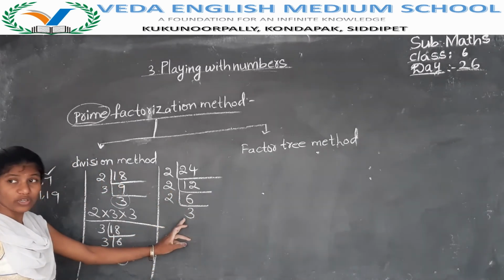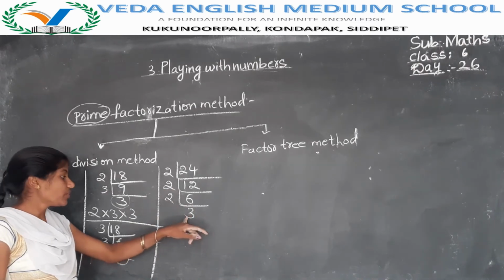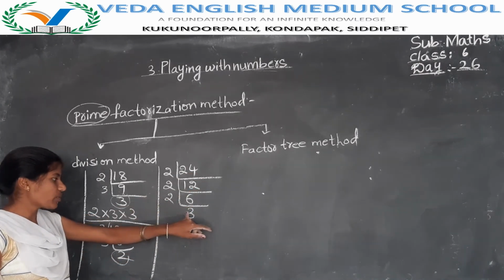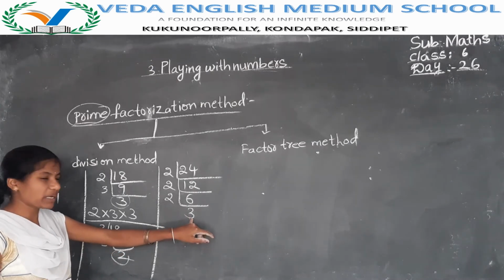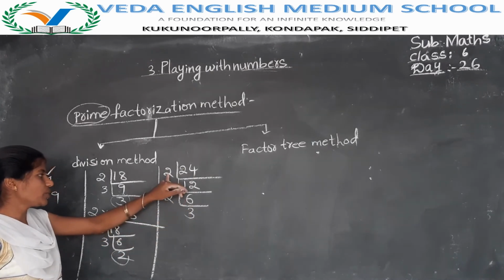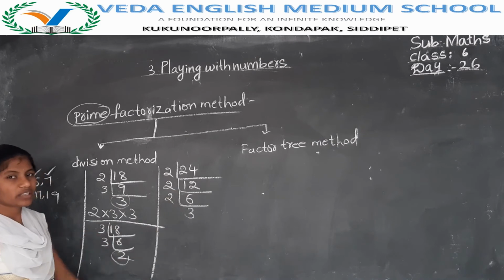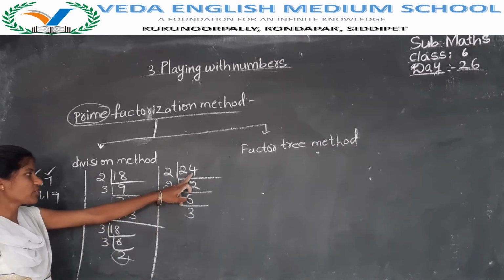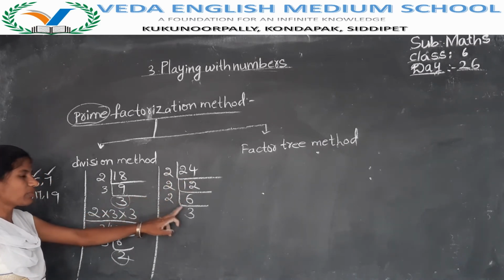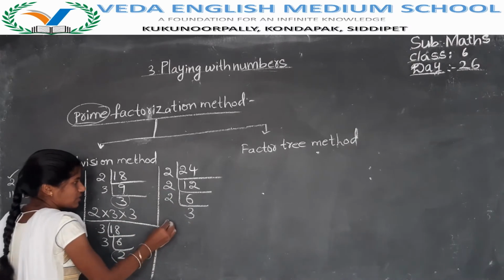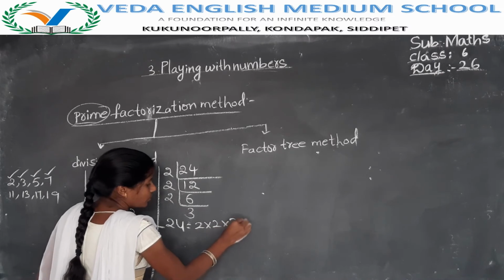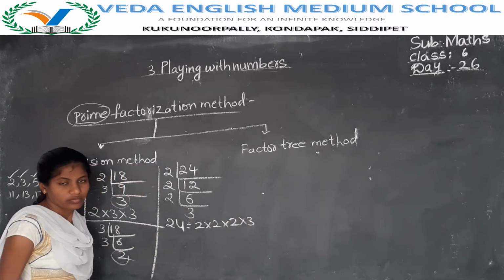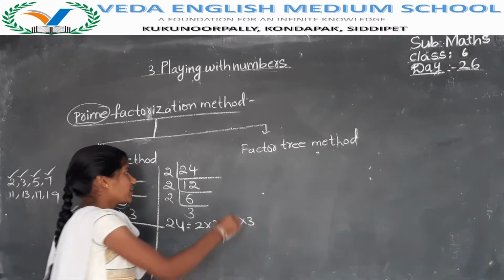Why has it completed? I already told you, you have to continue this process until you get the prime number. So 3 is a prime number, so the factorization has completed. 2 into 2 into 2 into 3. The factors of 24 are 2, 2, 2, 3. Otherwise you can write like this also: 24 can be written as 2 into 2 into 2 into 3. Understand? It is the prime factorization method.